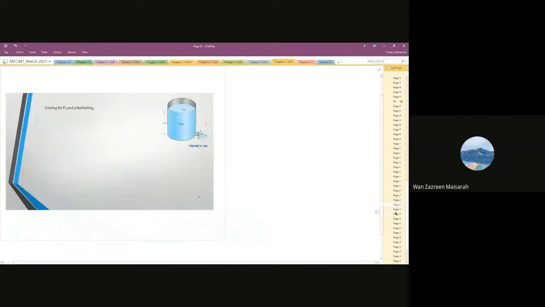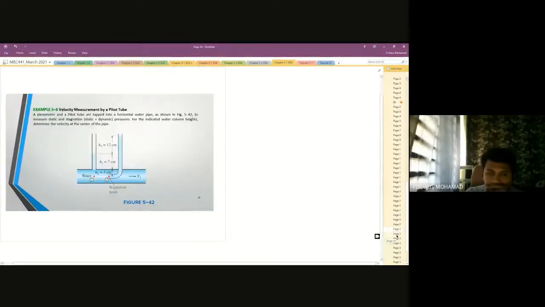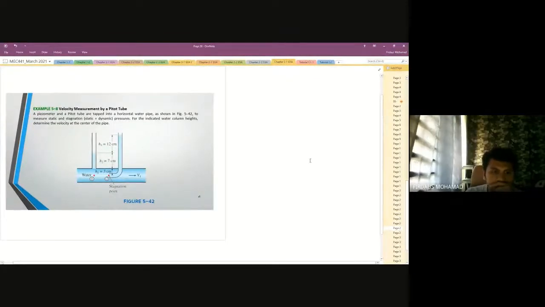Okay, so last example. Ni, velocity measurement by a pitot tube. Okay, so yang ni saya dah tunjuk tadi kan, macam mana nak cari velocity based on pitot tube. Cuba cari velocity V1.